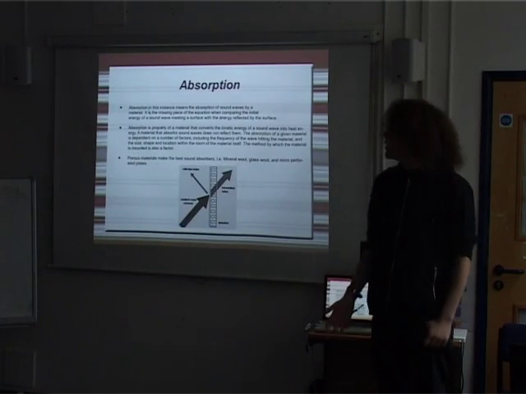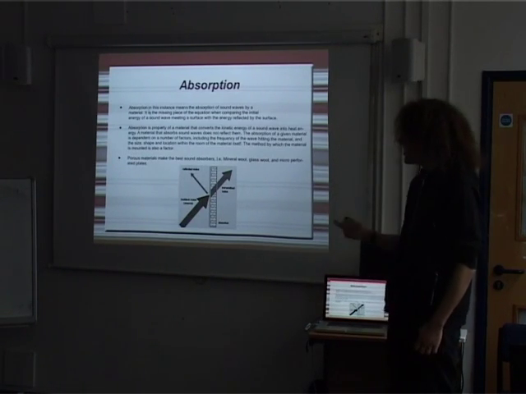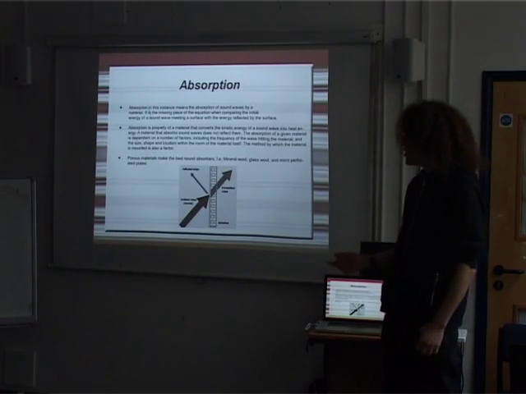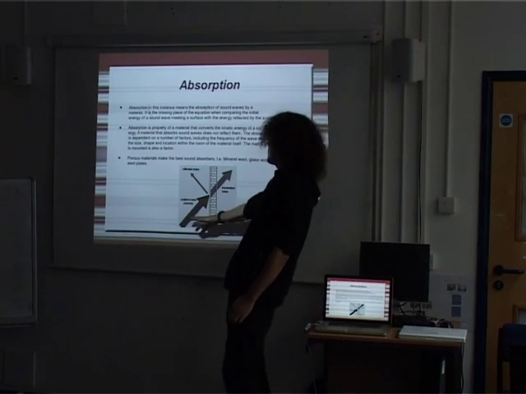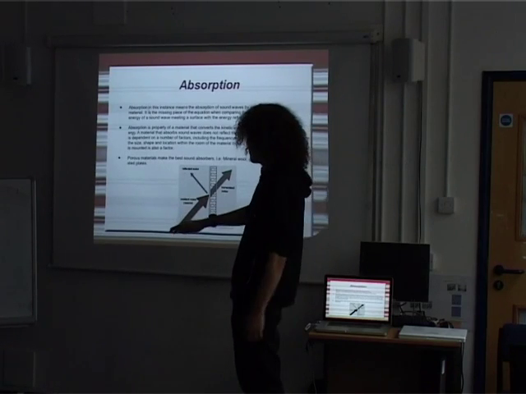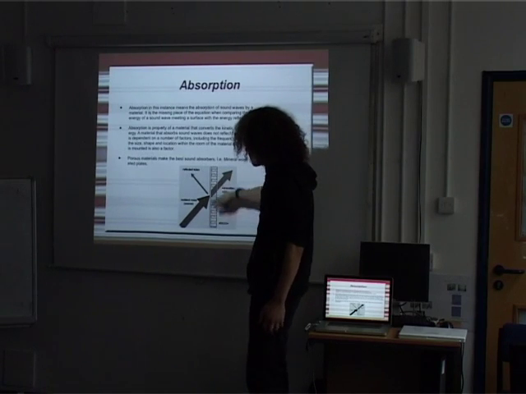Right, onto absorption. Absorption in this instance means the absorption of sound waves by a material. It's the missing piece of the equation that I showed just a second ago when comparing the initial energy of a sound wave meeting a surface with the energy reflected by the surface. So obviously you've got the incident noise, which is the source of the sound, like me going like that, hits the wall, some is reflected and some is transmitted through, and that's just a panel absorber.